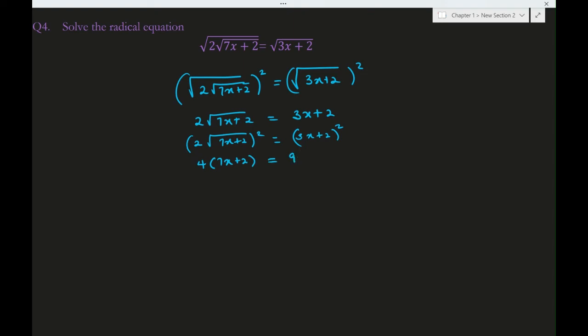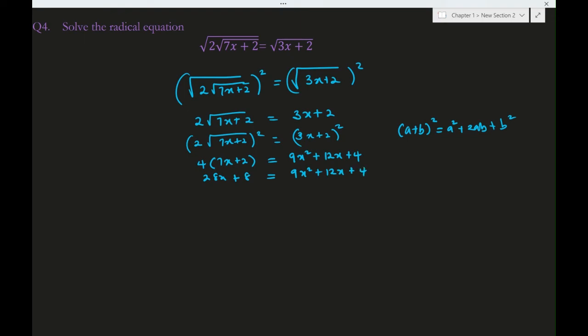So this we can expand as 9x squared plus 12x plus 4. What am I using here? I'm using the fact that a plus b squared is a squared plus 2ab plus b squared. So use a as 3x and b as 2. Now this we can write as 28x plus 8, and this is 9x squared plus 12x plus 4.